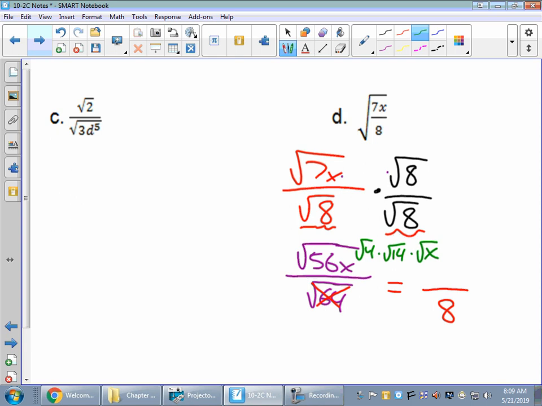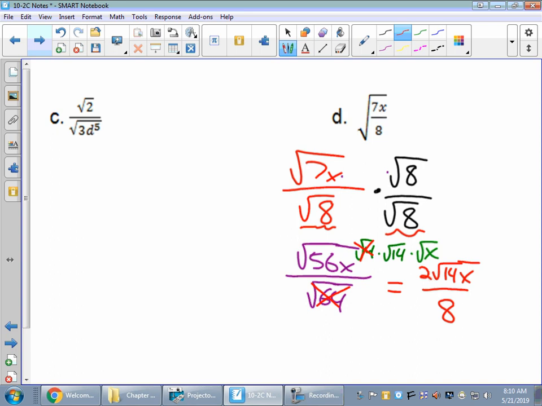And then we know that the square root of 4 we know is 2. And then the other one's the square root of 14. We can't break that down any further. And also the square root of x, we can't break that down any further because there's nothing times itself that will give us x. So 14 and the x are going to stay underneath the radical. And there we go. We've got 2 times the square root of 14x over 8.